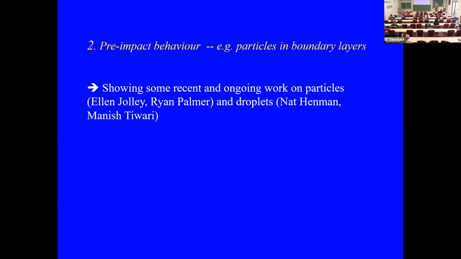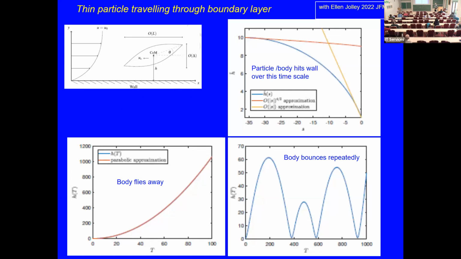I'm going to talk a little bit about pre-impact behavior. This is work with PhD students and some with Manish. Just briefly, this work is on modeling a boundary layer in which there's a particle trying to travel through from the free stream into the boundary layer, into the constant shear, uniform shear part at the bottom of the boundary layer, and perhaps hit the wall. The work done here, this particular model, is purely inviscid.